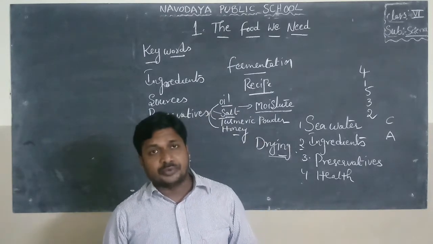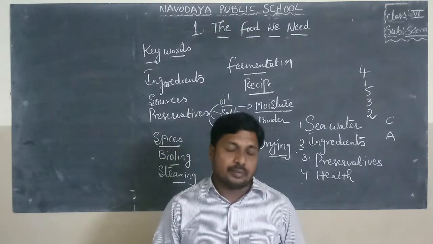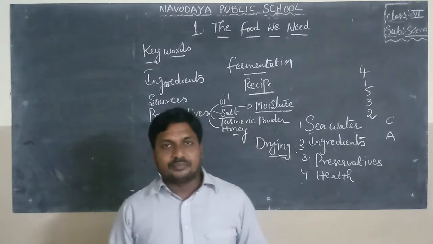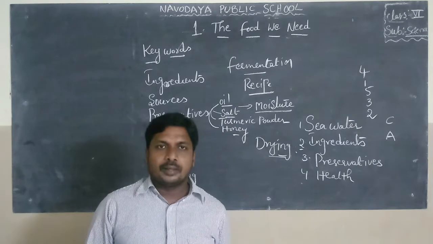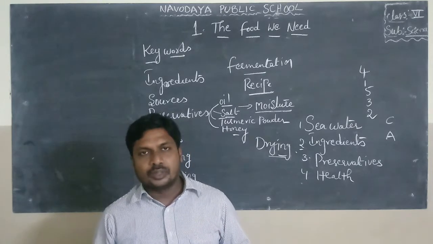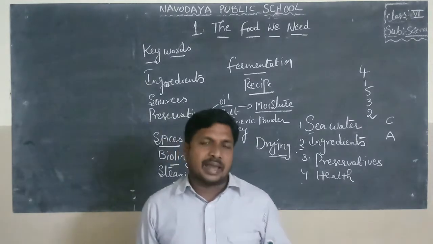Vegetables like potato, sweet potato, radish, carrot, drumstick, papaya, up to cucumber, etc. are obtained from plants as vegetables. Fruits: apple, guava, pomegranate, sapota, mango, banana, strawberry. These are obtained from plants as fruits.